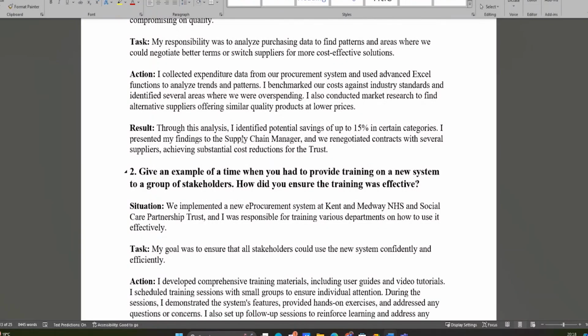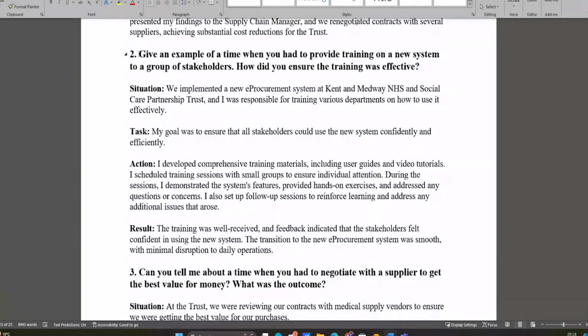Do you get that? And that's the second question ChatGPT gave. Give an example of a time when you had to provide training on a new system to a group of stakeholders. Remember, communication was what they highlighted in that job description. It's not the same as this. But when you say you provide training on a new system to a group of stakeholders, how did you ensure the training was effective?